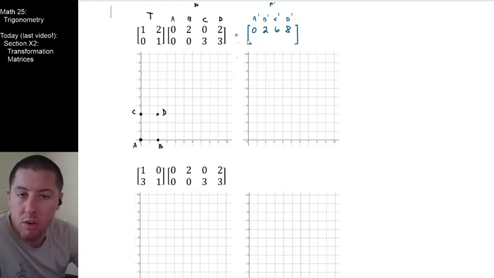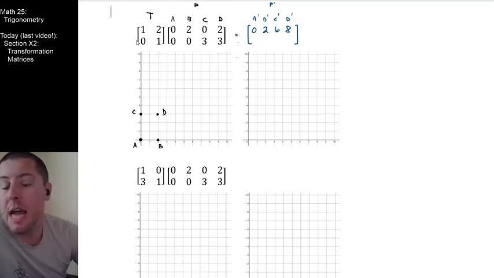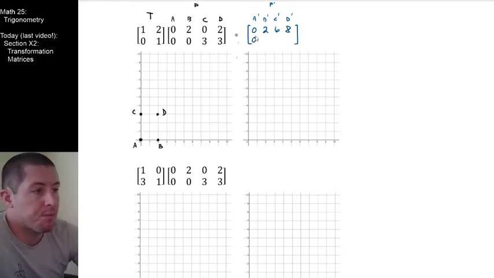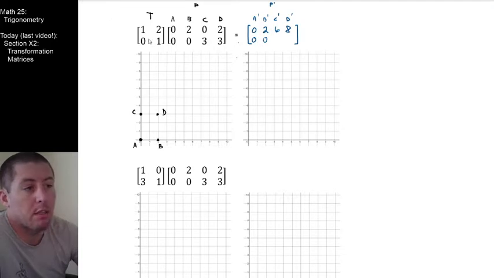So I want the whole second row of the resulting matrix. So I'm going to do the dot product of the second row of the transformation matrix with all the columns over here. 0, 1 dotted with 0, 0. Anytime you dot with 0, 0, you always get 0. 0, 1 dotted with 2, 0. 0 times 2 is 0. 1 times 0 is 0. They're both 0, so we're getting 0 for that dot product.